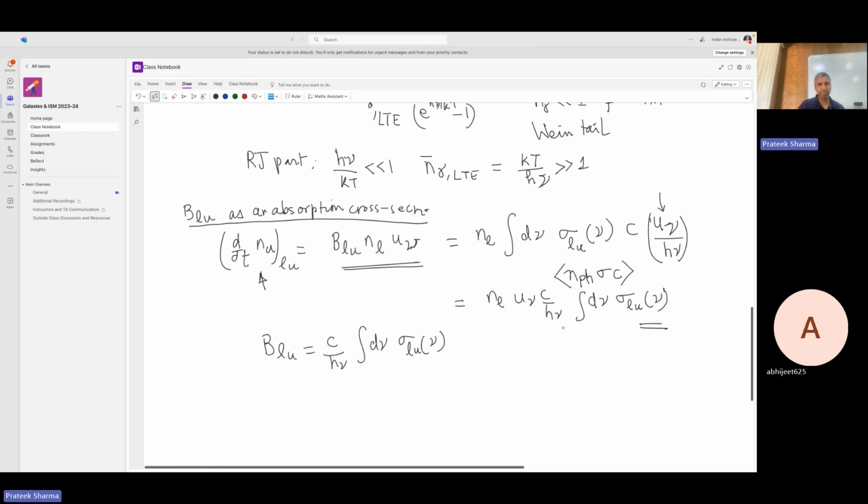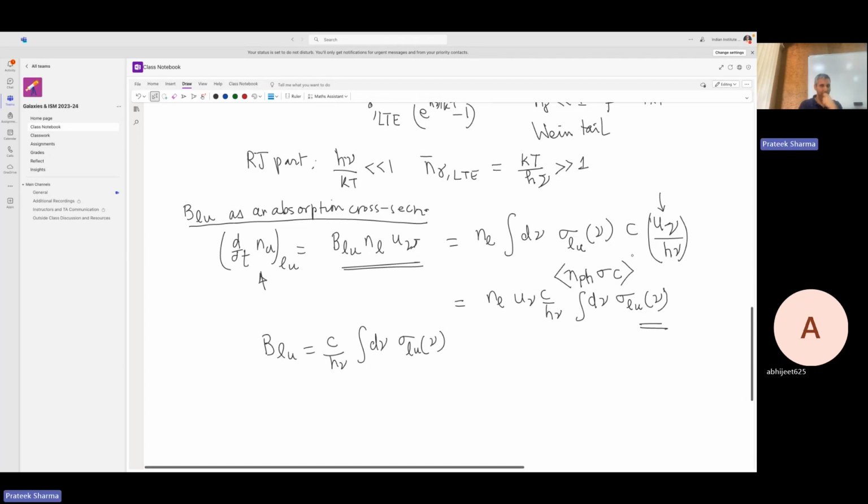U_nu by h nu is like the number density per frequency. So we are saying that no photons can be created at this frequency difference because you are taking that to be constant and taking it out of the integration. I am assuming that the energy density in photons at that frequency is such that this transition happens only when nu is close to nu naught. So this integral d nu is like an integral over a delta function.